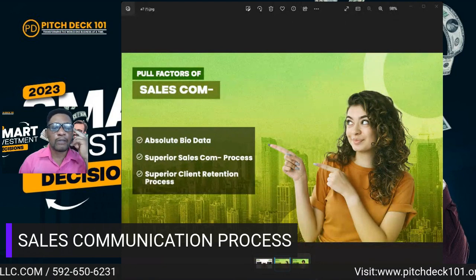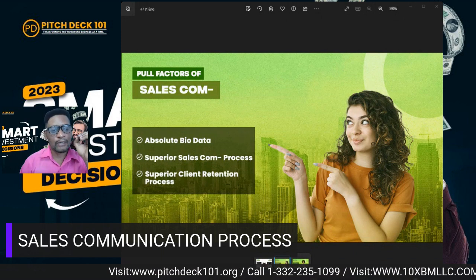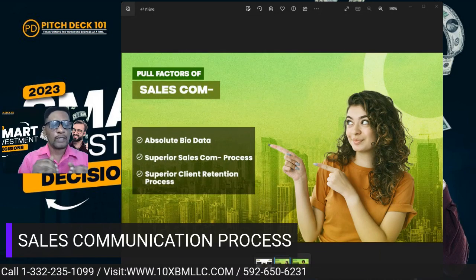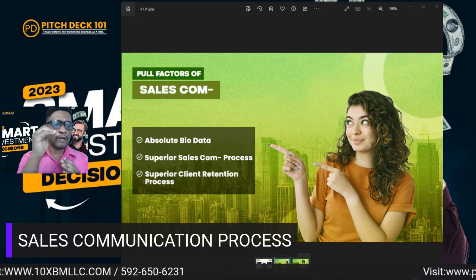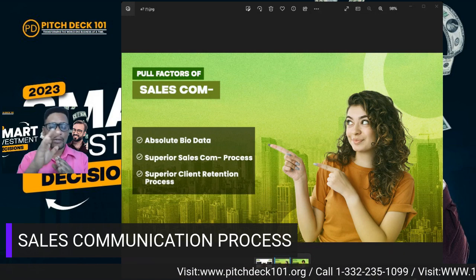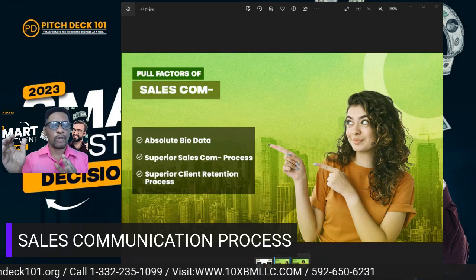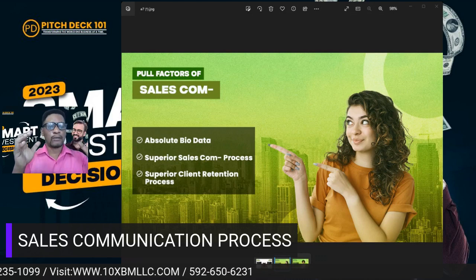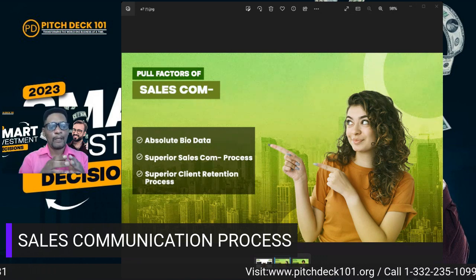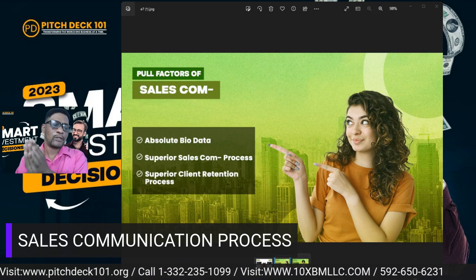So the third concept that we're going to look at now is what we call the superior client retention process. Now, what exactly is this? The superior client retention process. This is also a process. You see, because you have your system properly set up and you understand the absolute biodata and you're applying this in the superior sales communication process, it enables you now to build out the sales communication process ecosystem in such a way that enables you to have not only attention in sales, but retention in sales.